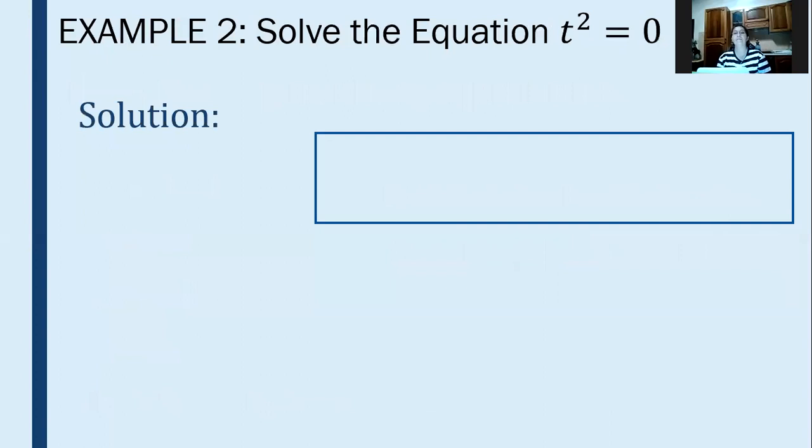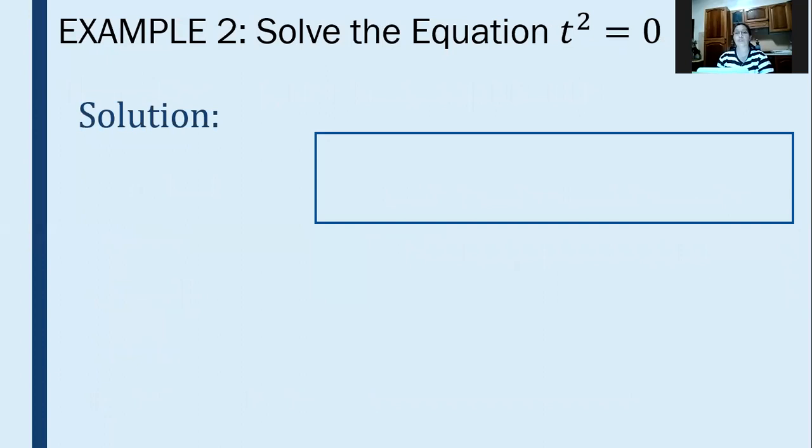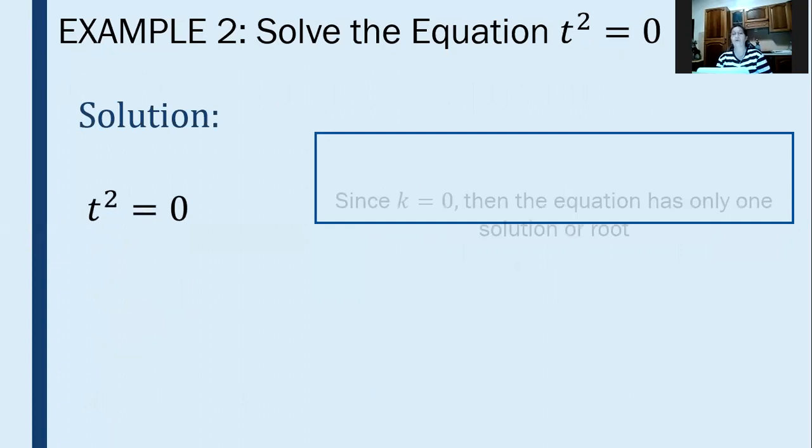Okay? Number 2, solve the equation t squared is equal to 0. Now, take a look at the direction: solve the equation. The first example said find the solution, but we have the same procedure. Okay? Now, solution: t squared is equal to 0.